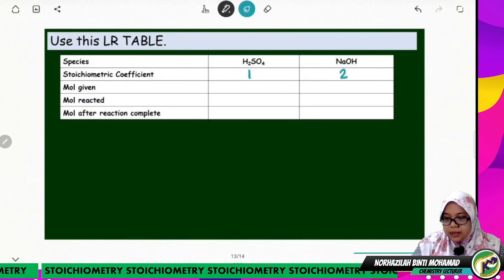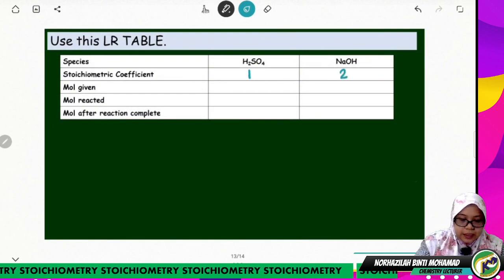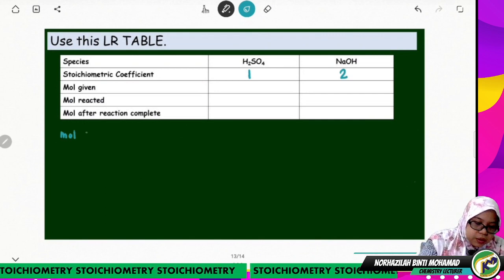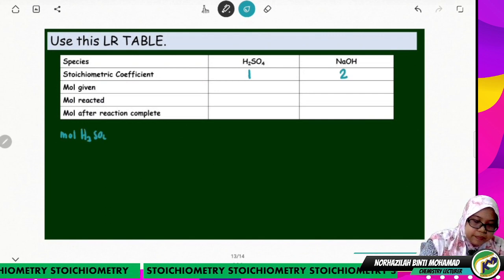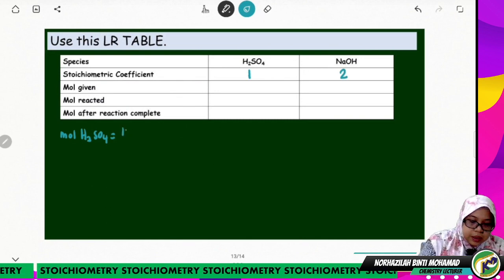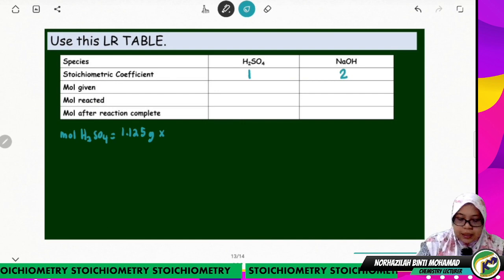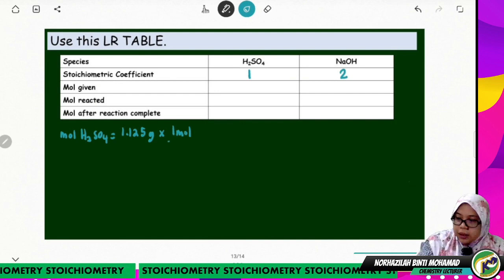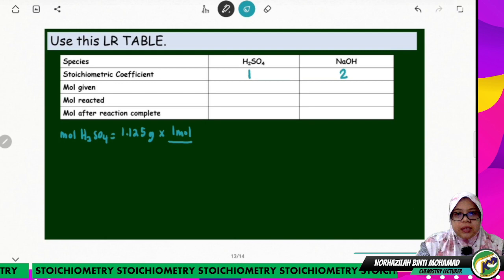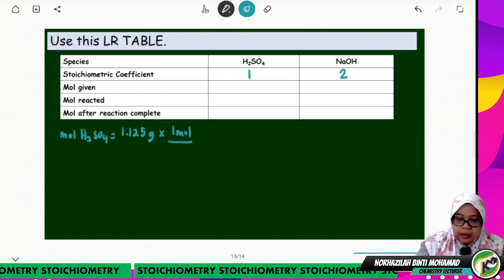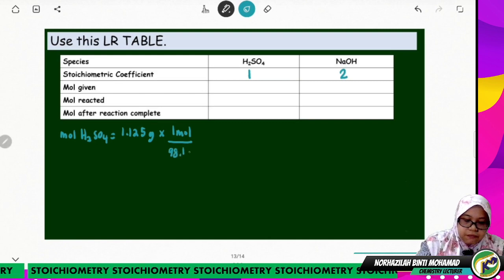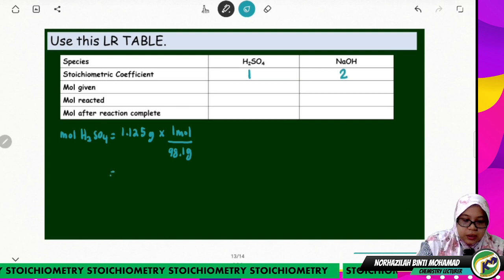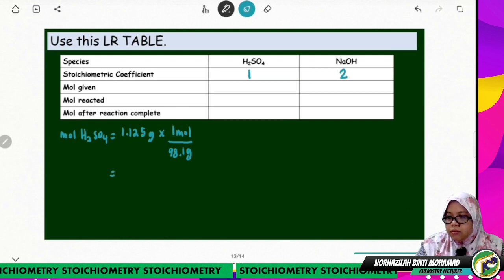So mole given for sulfuric acid is, because the question give us mass, so kita kena guna molar mass lah. 1 mole divide by, kalau dia bagi molarity, kita guna molarity. Kalau dia bagi volume, kita kena guna formula volume, okay? So, depends on what has been given in the question. So, right now, the question give us mass, so use molar mass.